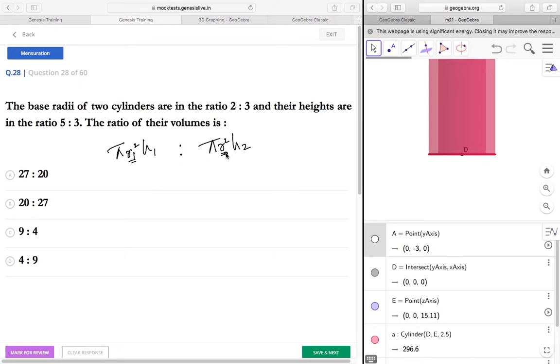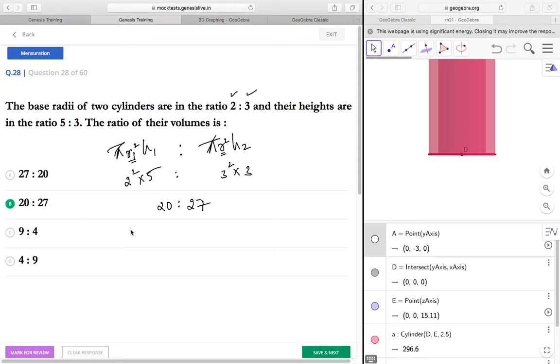Radius is in the ratio of 2:3. Anyways, I'll cancel pi. So that gives me 2 square and 3 square, and then h1 is height, so into 5 is 2 into 3. As simple as that. So this is going to be 2 square is 4, 4 fives are 20, over 3 square into 3, or 3 cube, is 27. That's it. Option B is the correct answer.